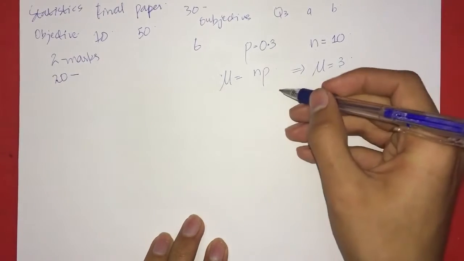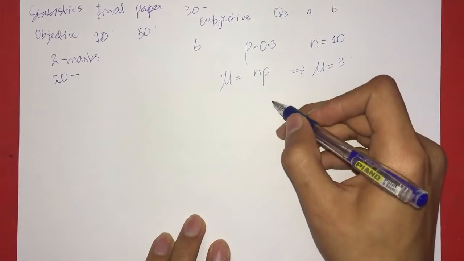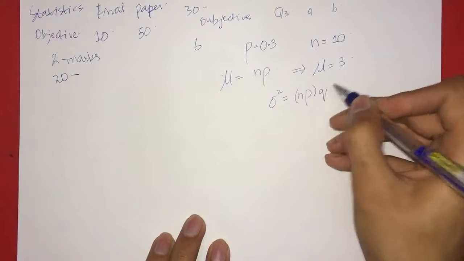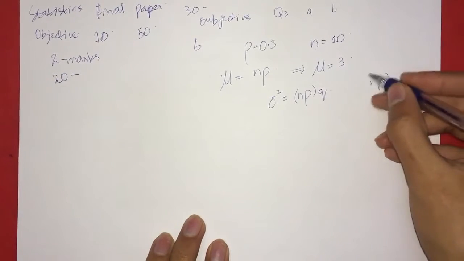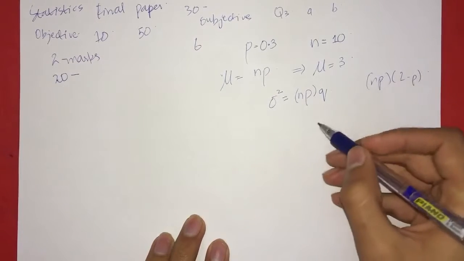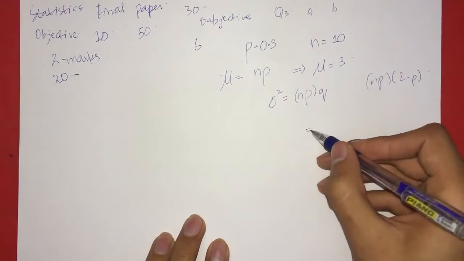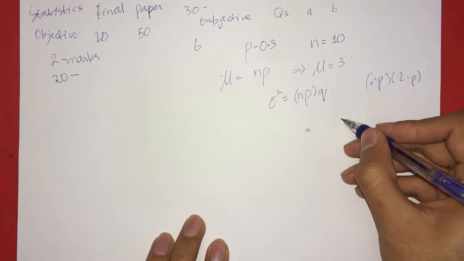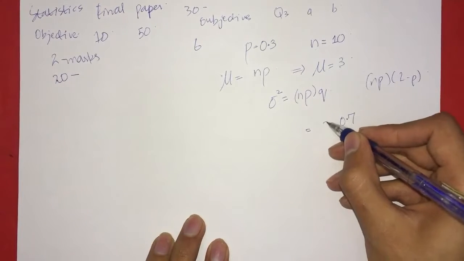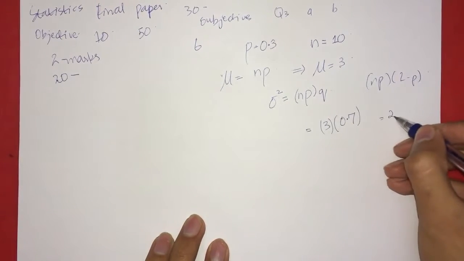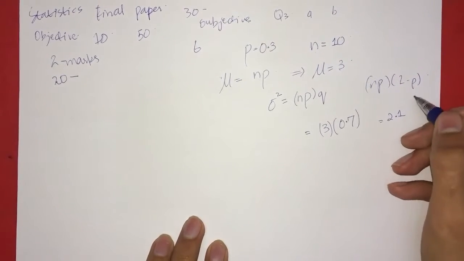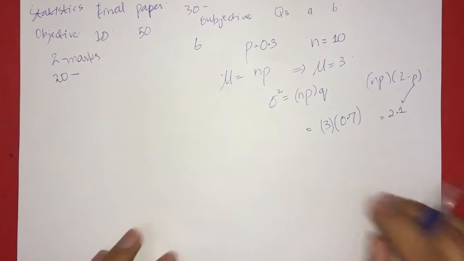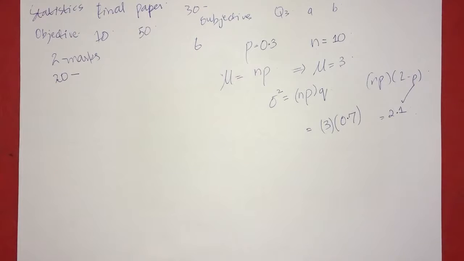Now for the variance of a binomial distribution, we have a formula. Variance, or sigma squared, equals n into p into q, or n into p into 1 minus p. If you calculate q, 1 minus 0.3 gives you 0.7, multiplied by 3, and that gives you 2.1. So 2.1 was the B option, I think. So this was the variance of that binomial distribution.